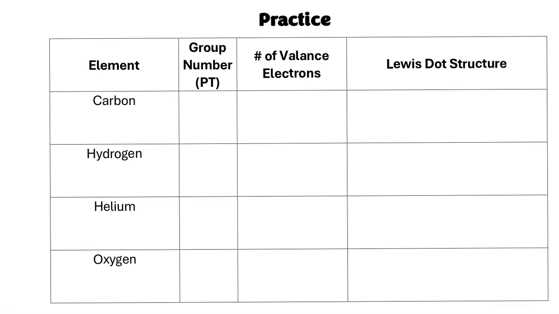Now let us practice the Lewis dot structure. Carbon is present in group number 14, hydrogen is present in group number 1, helium is present in group number 18, and oxygen is present in group number 16. How many valence electrons do they have? Carbon has 4 valence electrons, hydrogen has 1, helium has 2, which is the exception, and oxygen has 6 valence electrons.